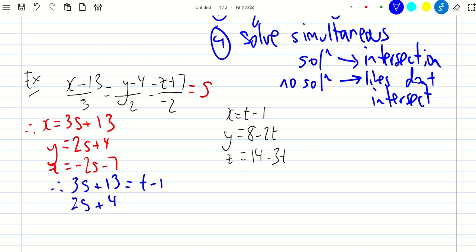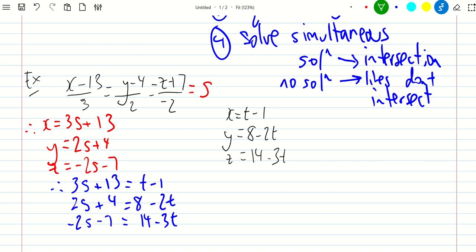2s plus 4, we want that to be equal to 8 minus 2t, and negative 2s minus 7, we want that to be equal to 14 minus 3t.